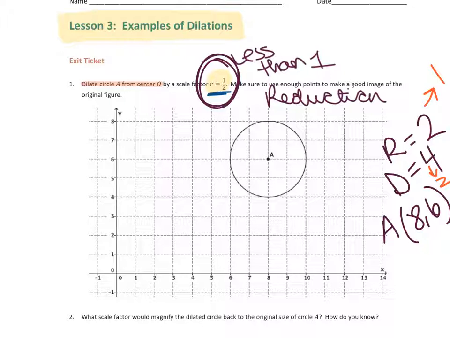So let's consider point A for a moment. If it's forward 8, up 6, well, we're only going to go half as far. So we're going to go forward 4, up 3. There's where A prime is going to go, and then we know we have that radius of 1, or our diameter of 2, and this is where our circle will go.